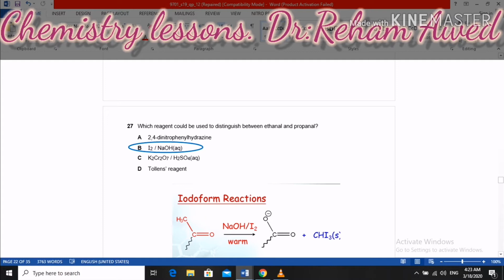We have only one reaction that can differentiate between ethanol and propanol. It is one of the identification reactions for ketones, but it can react with only one aldehyde, ethanal. In the iodoform reaction, by reacting ethanol plus iodine, we will have a yellow precipitate. But in the case of propanol, we will have no reaction.